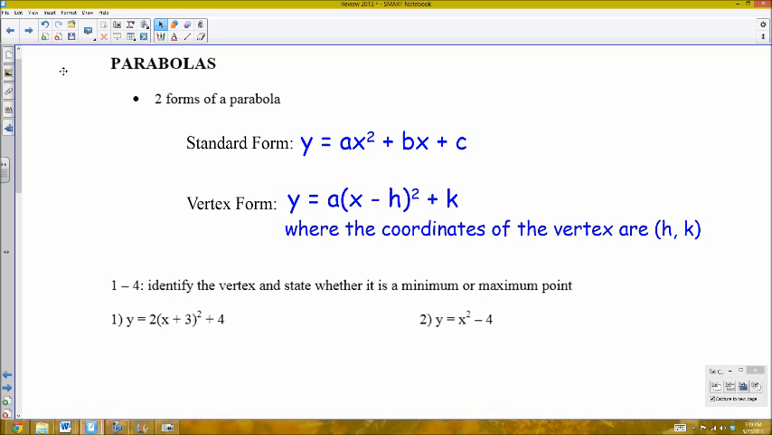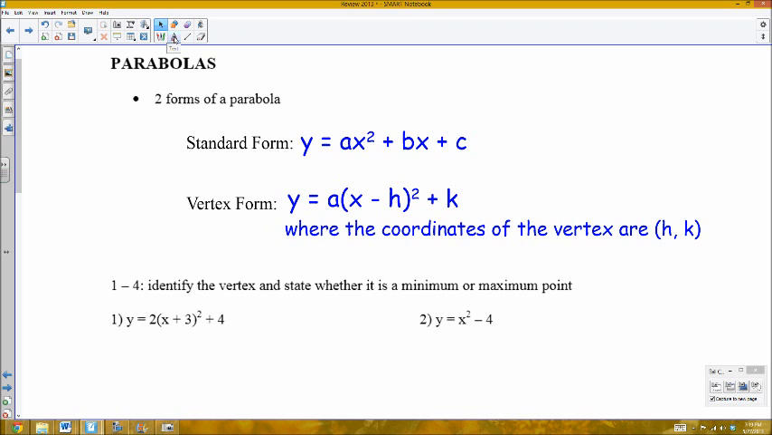Parabolas. There are two basic forms that you can see a parabola in. There's standard form, which is the y equals ax squared plus bx plus c form, and the vertex form. Now in either one of these forms, in order to graph the parabola, the pieces of information you would need are the axis of symmetry, the vertex, and the stretch.